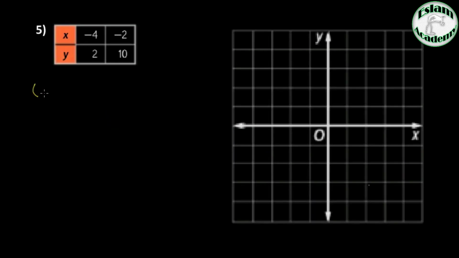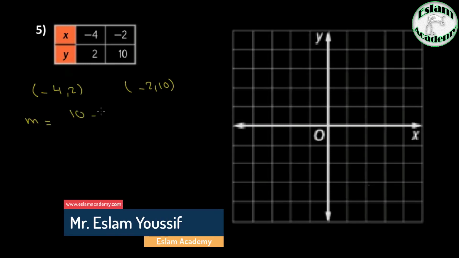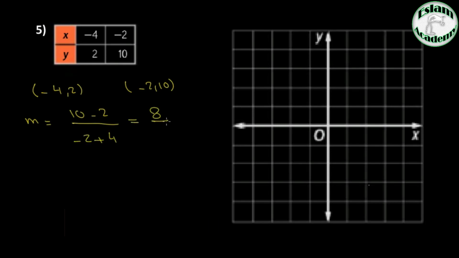For number 5, we have 2 points, (-4, 2) and (-2, 10), and we need to find the slope. The slope will be 10 minus 2 over -2 minus -4, which is +4. So the answer now will be 8 over 2, which equals 4. If you graph the line, you will find that we have a positive slope, so we have an increasing line.